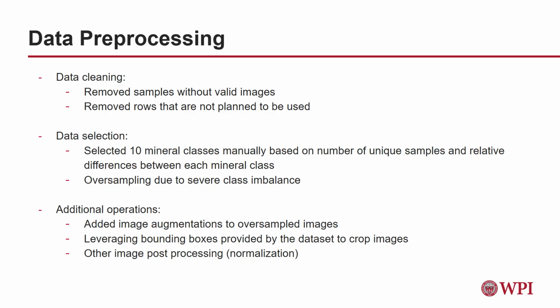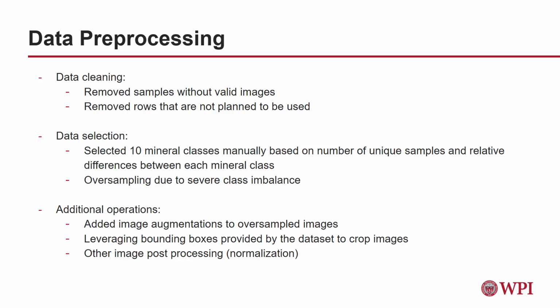For data selection, we chose 10 different mineral classes to train the model, as mentioned earlier, based on the number of unique samples for each class, with higher numbers being preferred, as well as the uniqueness of each mineral class itself, where we didn't want to train the model on minerals that all looked the same. Besides this, we also performed oversampling due to inconsistencies in the class distributions, where some of the minerals like quartz had over 1,000 different images, while the other classes had less than 100.